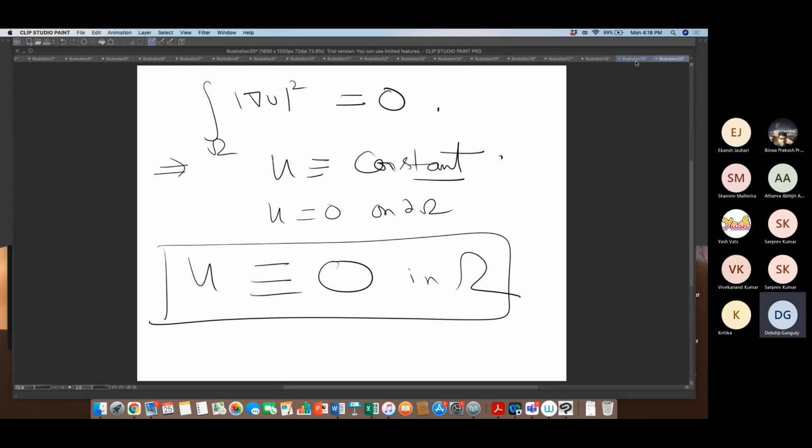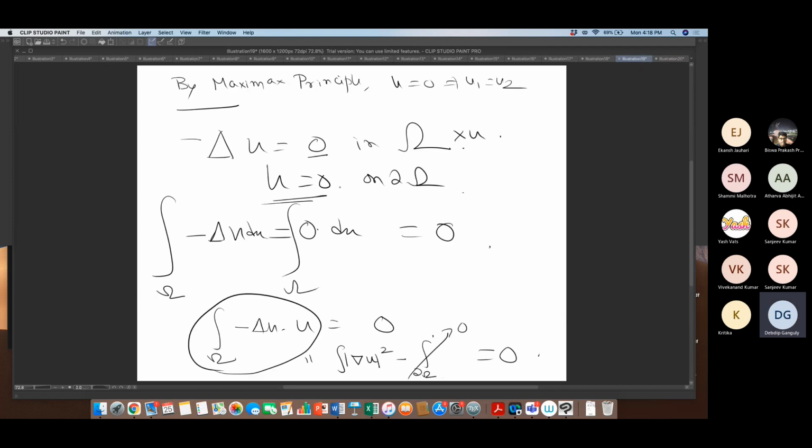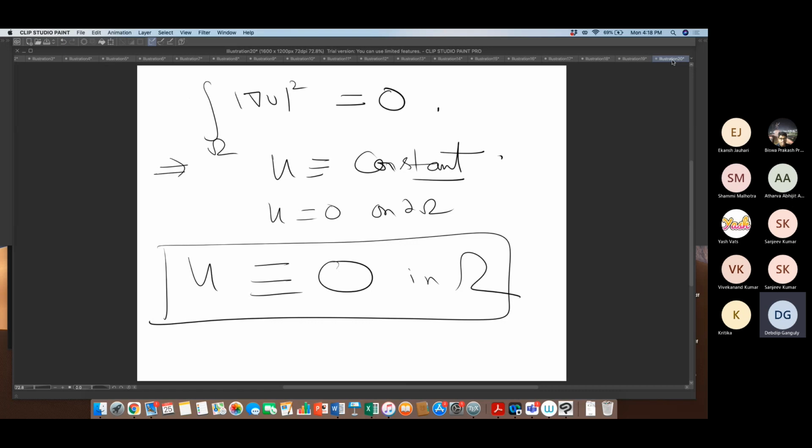So you just see what I have done. This equation is given. I multiply this equation with u and integrate by parts. I multiply by u, so it is 0. So minus Laplacian of u into u equals 0, so gradient of u square equals 0. This is one method that I have done.